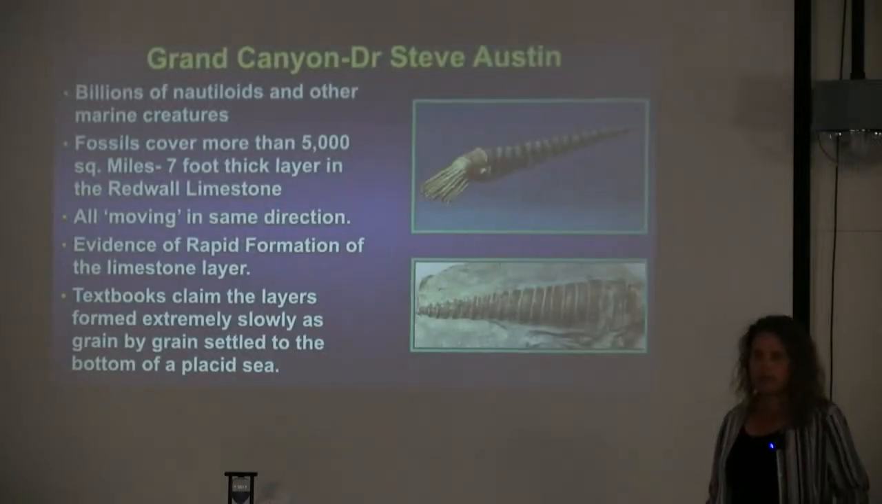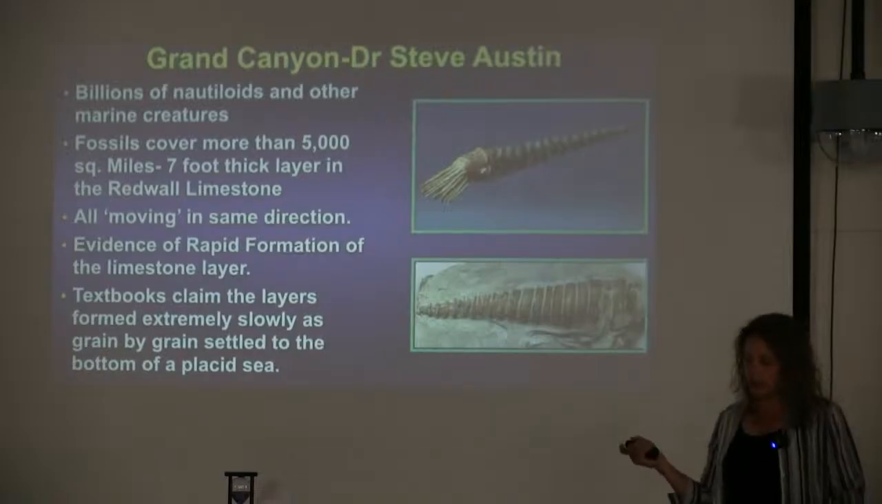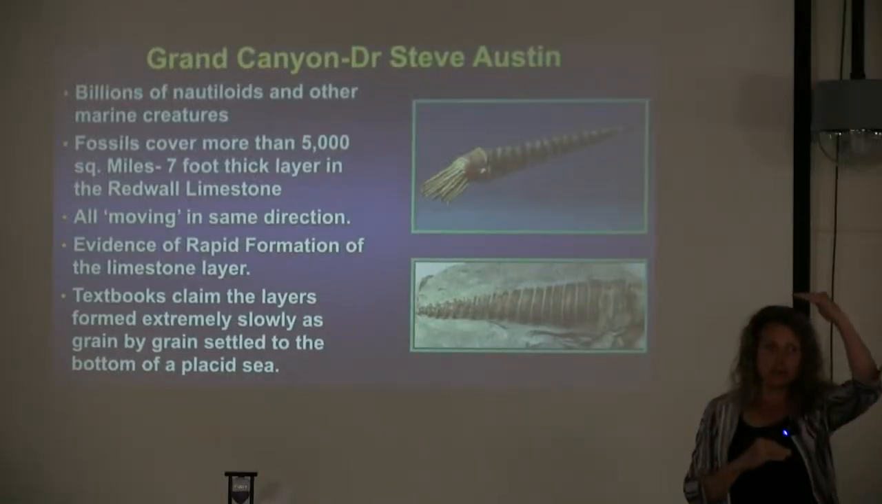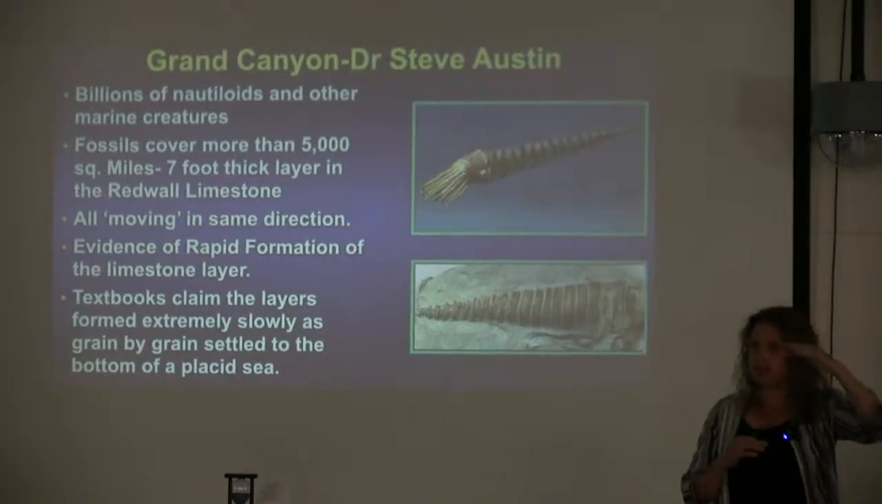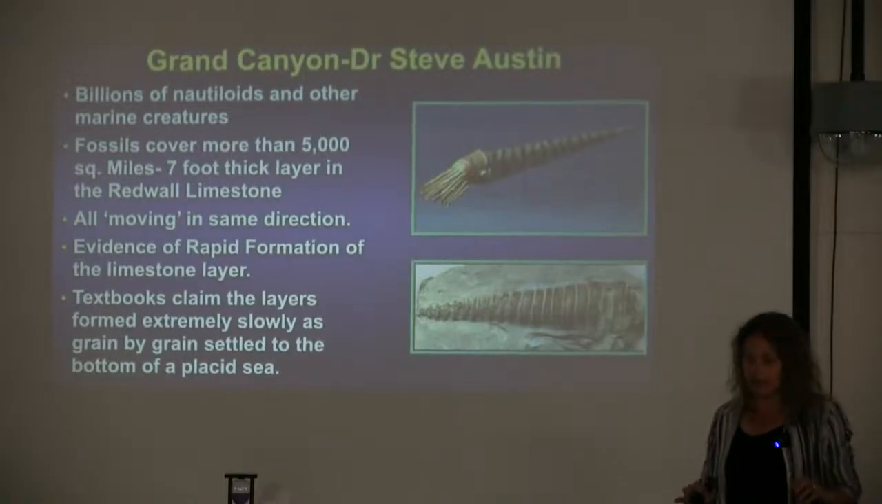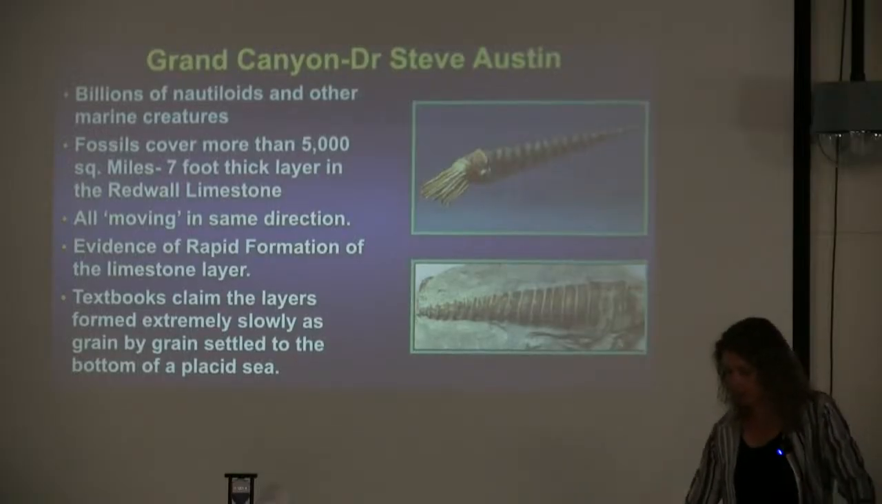Okay? In the Grand Canyon, Dr. Steve Austin did all of this research, and there are these creatures called nautiloids. They're all swimming in the same direction, in the same layer, and there are billions of them. How does that happen unless that whole layer was laid down right away? It doesn't happen unless they were all buried in a catastrophic flood.